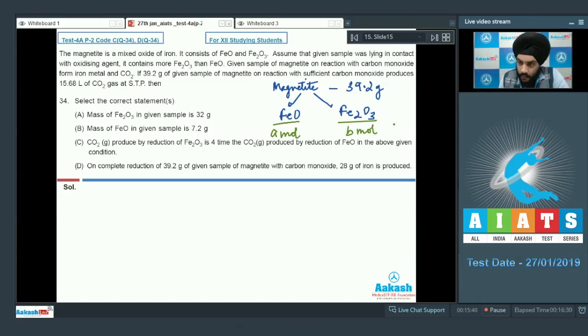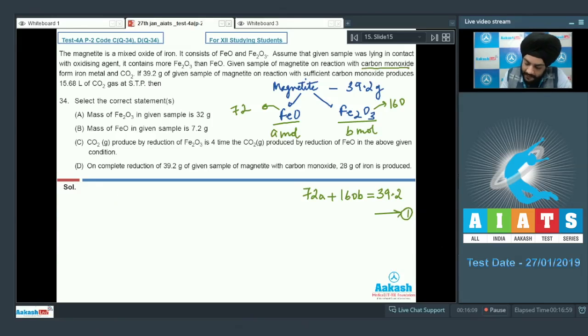So we can have equations now. The molar mass of FeO is equal to 72, whereas the molar mass of Fe2O3 is equal to 112 plus 48, which gives us a value of 160. So we have 72 into A plus 160 into B equal to 39.2. So this is the first expression. We can now have the reduction reaction, in which it is said that the given sample was allowed to react with carbon monoxide, which produces iron metal and CO2.